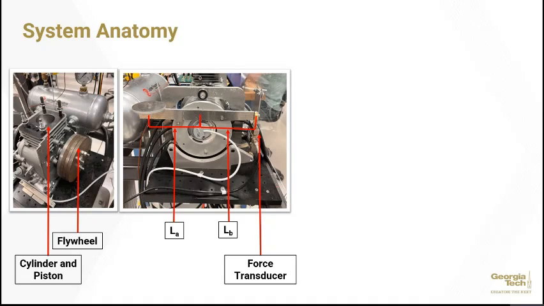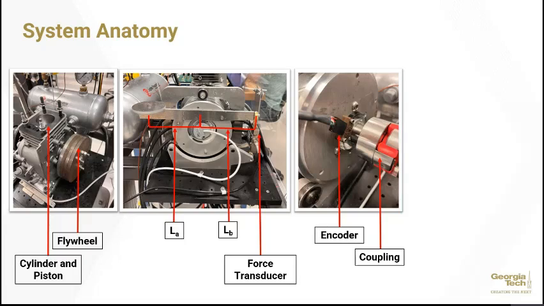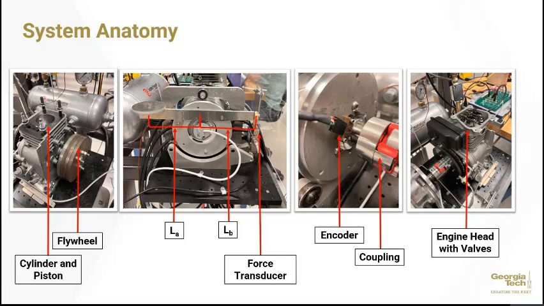Next, we have our calibration setup. This will be discussed further in the next slide. However, one can see the force transducer as well as the two moment arms that will be used. Here we have the angular encoder, which will record the angular velocity and position of the crankshaft and therefore the piston. It will also be used to calculate the angular displacement. We also have the coupling used to connect the electric motor to the IC engine. And finally, we have the engine head and valves attached to the IC engine. This is how the system will be run for the second and third parts of the lab section.